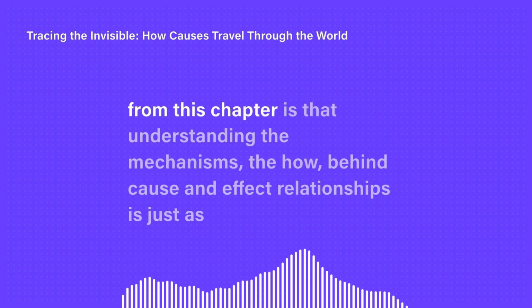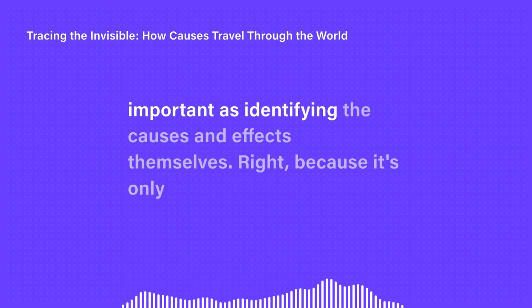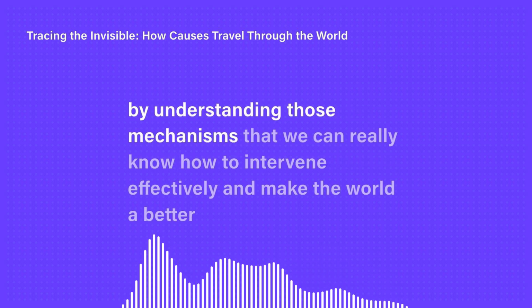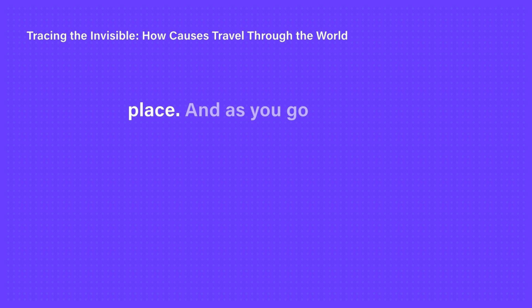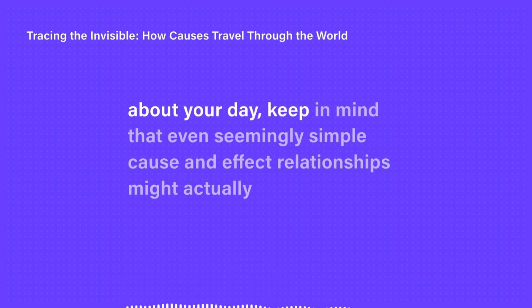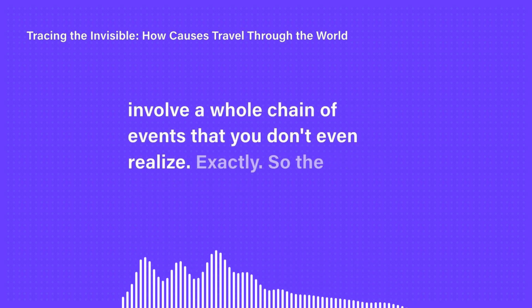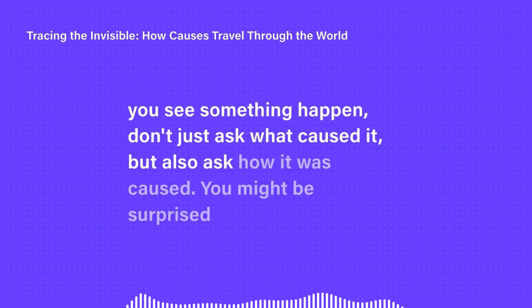So the big takeaway from this chapter is that understanding the mechanisms, the how behind cause and effect relationships, is just as important as identifying the causes and effects themselves. Right, because it's only by understanding those mechanisms that we can really know how to intervene effectively and make the world a better place. And as you go about your day, keep in mind that even seemingly simple cause and effect relationships might actually involve a whole chain of events that you don't even realize. Exactly. So the next time you see something happen, don't just ask what caused it, but also ask how it was caused. You might be surprised by what you discover.